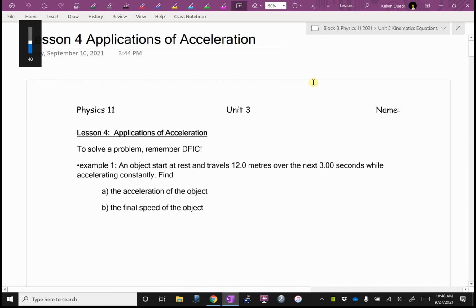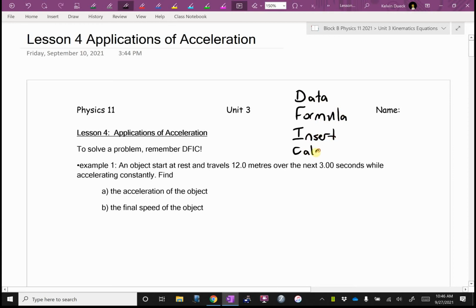So, applications of acceleration. To solve a problem, remember DFIC. This is not the end-all, be-all. This is just to give you an approach. Remember DFIC, I said you don't need to write this down if you don't want to. List your data, find a formula, insert the numbers, and calculate the answers.